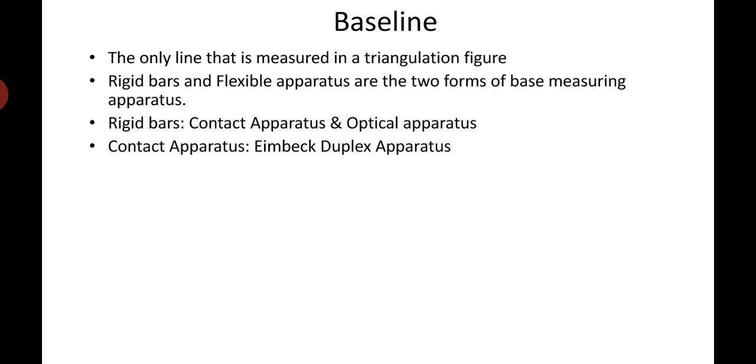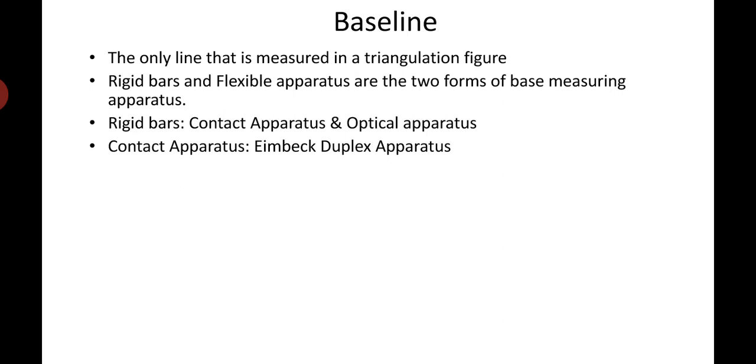Then you can have a rigid bar and flexible apparatus, which are two forms of the baseline measuring apparatus. Rigid bars are either contact apparatus or optical apparatus. For the contact apparatus, you can use the Colby duplex apparatus. But before that, you have to understand what a baseline is and the standard length of that, and a few of the baselines of the world.